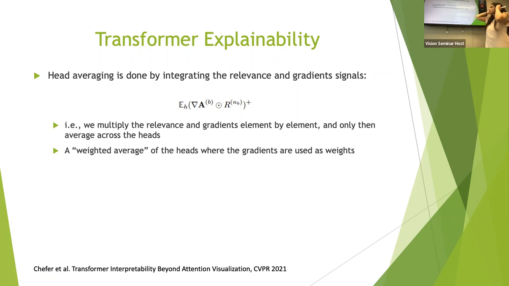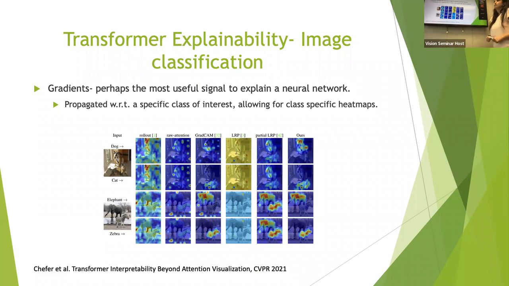Yeah. So this is just a rewind of what we saw in the previous slide. How do we average across heads? We take the gradients as weights, we take the relevance instead of the pure attention weights, and then we do averaging. But here the average is not just the raw average that we had before, it is weighted by the gradients. And here you can see a few examples of how our method works. So by the way, this is a slide that was added, but we don't have the updated slide. So let's just see what we get in the end of this calculation.